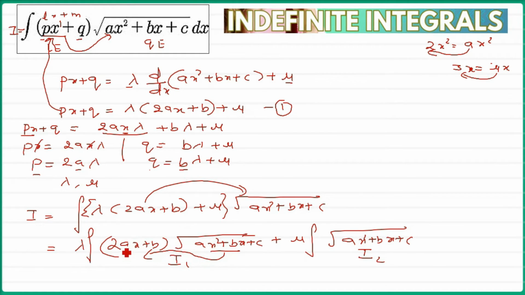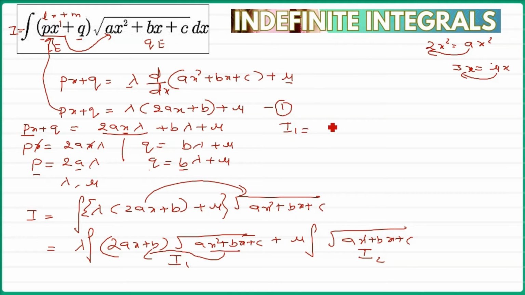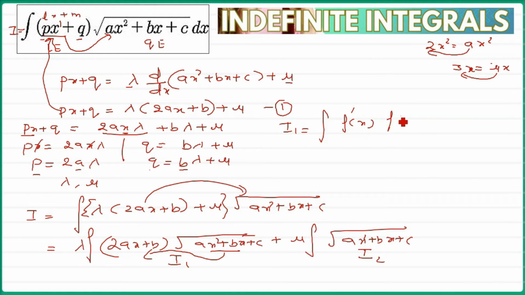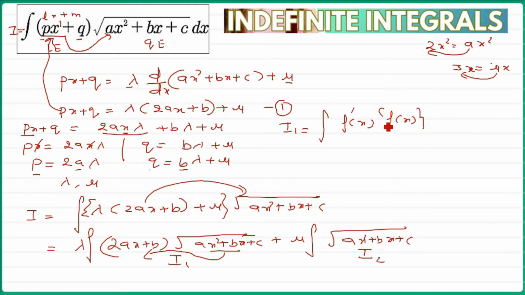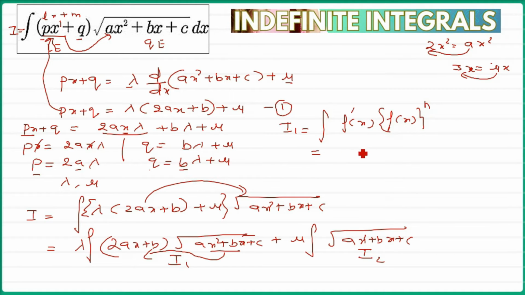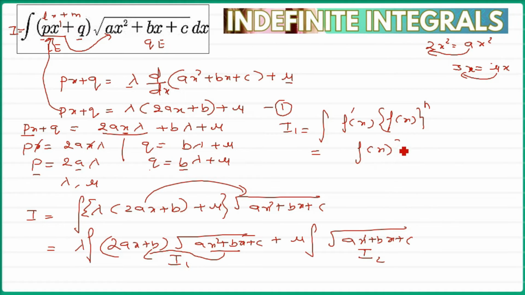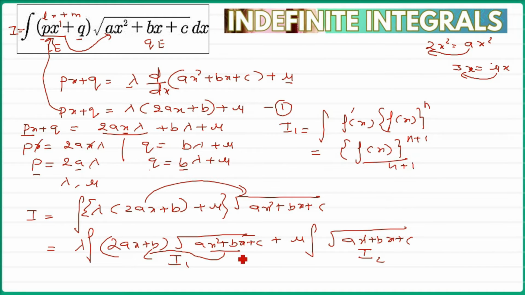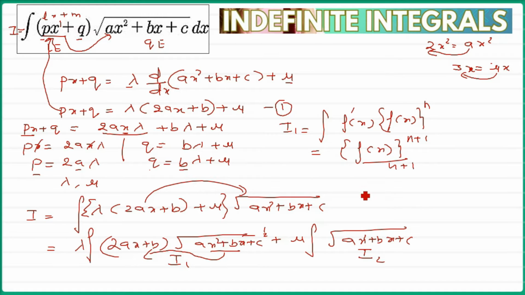See, 2ax plus b in the first integral I1 is simply the differentiation of ax square plus bx plus c. So if you have an integration of this type, where we have f dash x and fx to the power n, that is the function to the power n and its differentiation along with it, you can directly write the answer as fx to the power n plus 1 by n plus 1. So this simply will be ax square plus bx plus c to the power n plus 1, where n is minus half here.